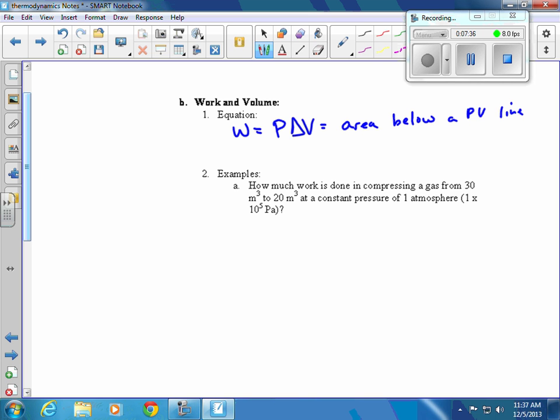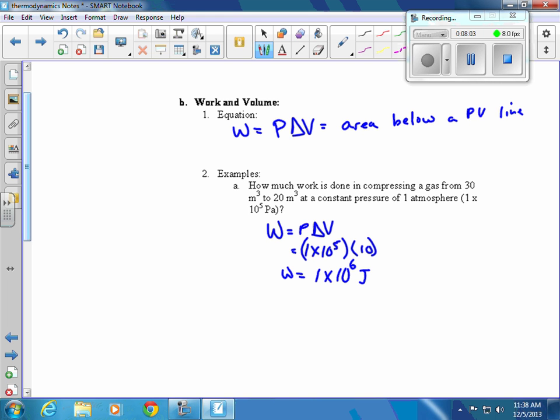How much work is done in compressing a gas from 30 to 20 at a constant pressure of 1 atmosphere? So work is P delta V. The pressure I need to have in pascals, so I'm going to use 1 times 10 to the 5th. And the change in volume, if I go from 30 to 20, is 10. That's going to give me a value of 1 times 10 to the 6th joules for the work.